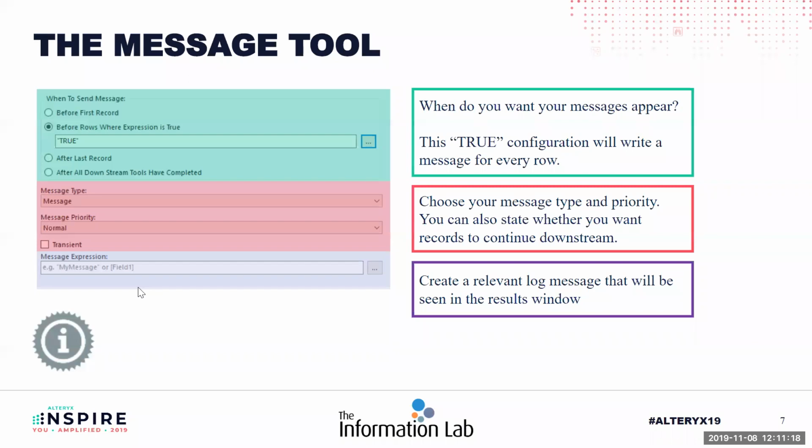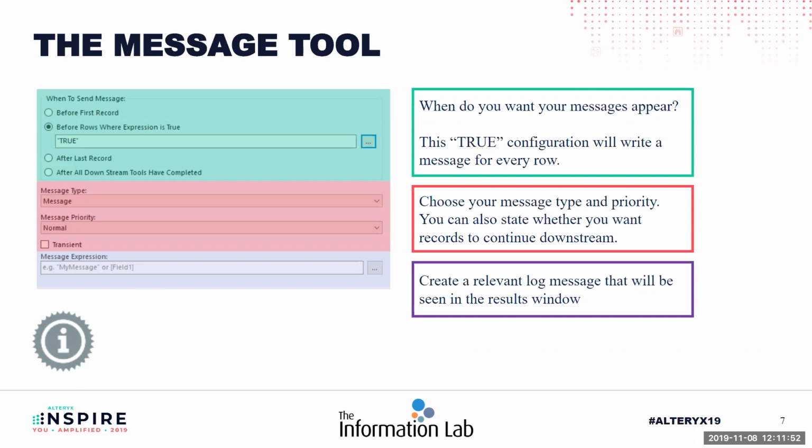So the message tool kind of has three different sections to it. The first section is when you want to send a message. There are 4 different options here. The first one is before the first record. So if any data comes into a message tool, you can send a message immediately. You can create custom logic to check data at the row level. So using before rows where expression is true, you can check data at the row level.